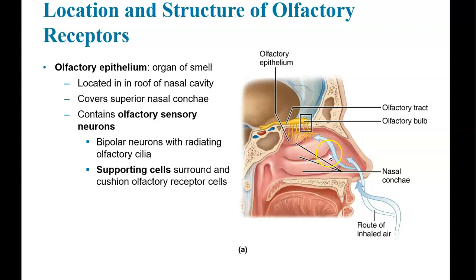The nasal conchae are plates that help create turbulence. When you breathe in air, when you inhale air, these plates create air passages and help create turbulence to humidify the air. So here at the olfactory epithelium, that's going to contain the olfactory sensory neurons. That's going to include the bipolar neurons with the cilia and supporting cells that are going to be around the olfactory receptor cells.